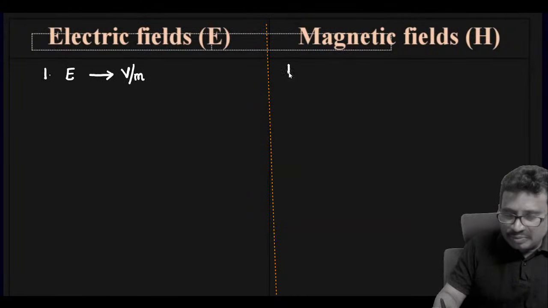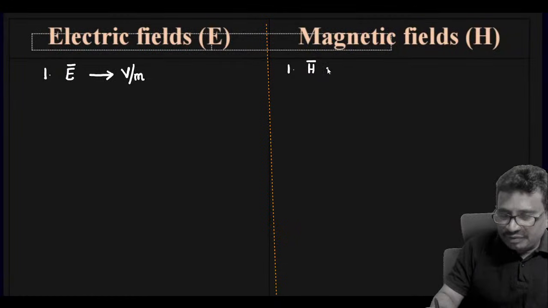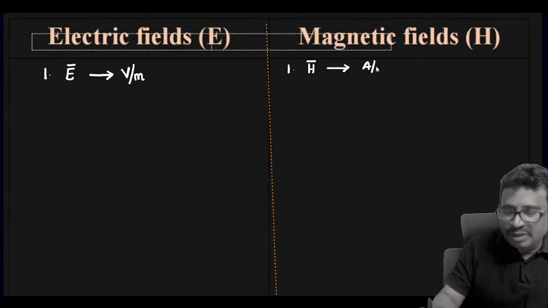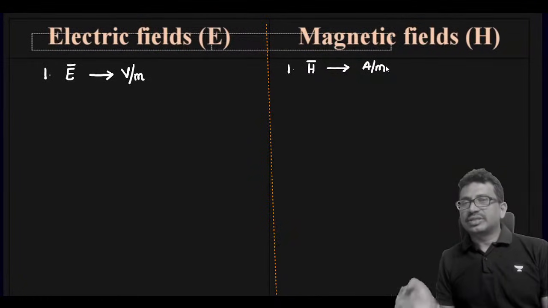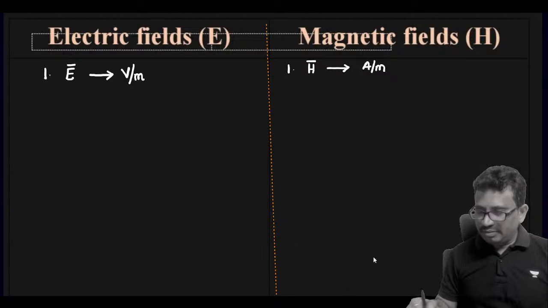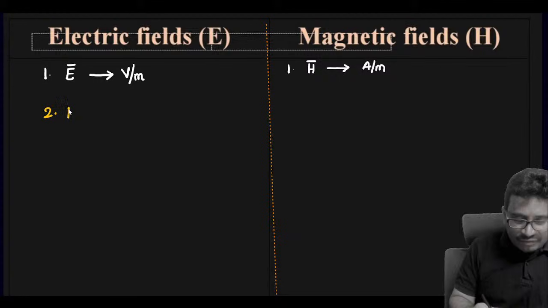Corresponding to this, in the magnetic field we use a term called H, magnetic field intensity, with units of ampere per meter. It measures the strength of the magnetic field. And corresponding to this, in the electric field we use a term called D. What is D?